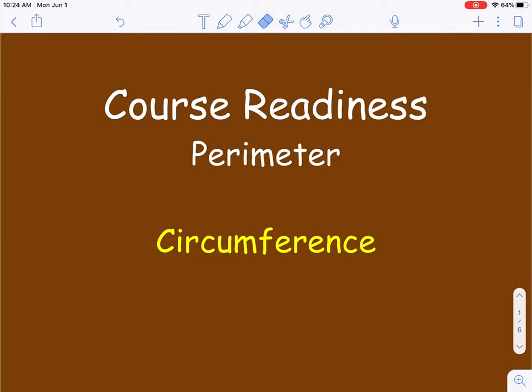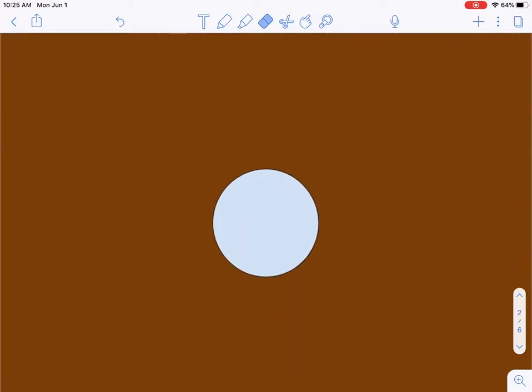Next, let's look at how to find the perimeter of a circle. And there is a name for this. It's called circumference. And I think circum means around something, which is where the term circle comes from and all that. So let's take a look at a circle and see if we can figure out a couple things.